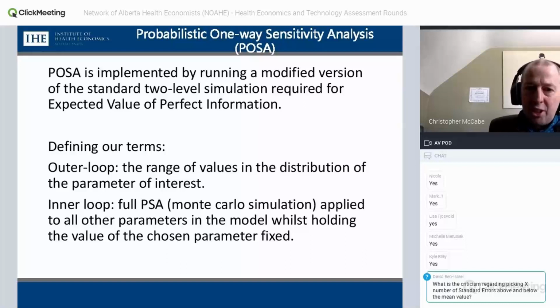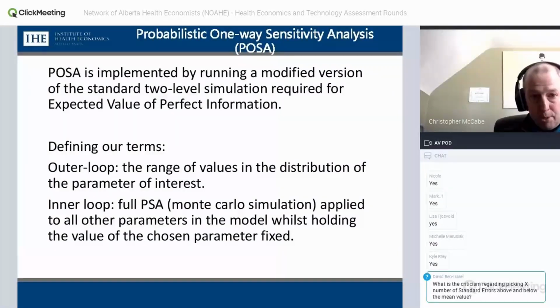Probabilistic one-way sensitivity analysis, POSA, as we call it, is implemented by running a modified version of the standard two-level simulation approach that's required for, and there's an error here, it should be the expected value of perfect parameter information, not just the expected value of perfect information. You can get that from the single-level simulation outputs. So it's a modified version of the standard two-level simulation required for expected value of perfect parameter information.